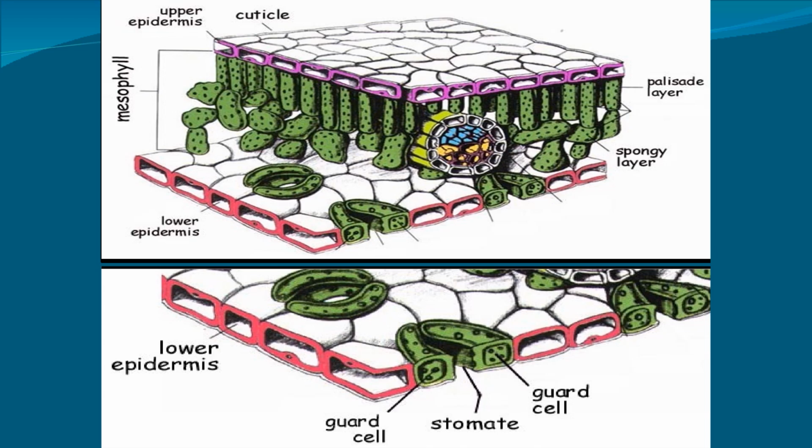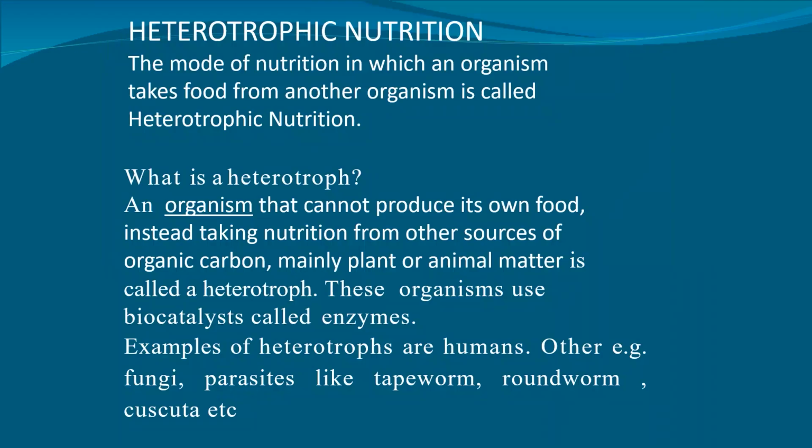The chloroplasts are present in this layer. In the lower epidermis, we can see the guard cells, which help in the closing and opening of stomata. With this, we come to the end of the topic autotrophic nutrition, which was happening in green plants.